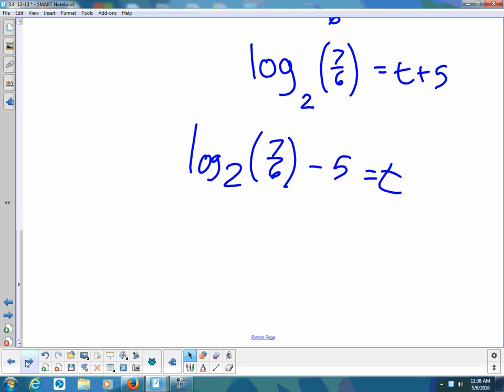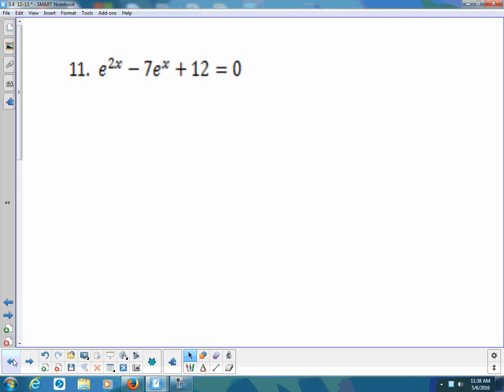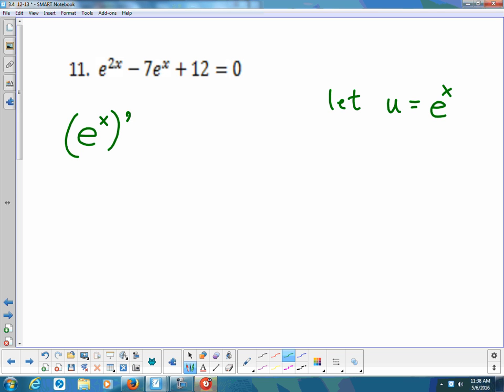Okay, let's move on. So now we're looking at number 11. If we are trying to solve this equation for x, I think the strategy could be to make a substitution. Let's let u equal e to the x to make this a simpler problem. If I have e to the 2x, would you agree that that's e to the x quantity squared? Yes. Okay, so how can we rewrite this using u instead of x? Matthew? U squared minus 7u plus 12.